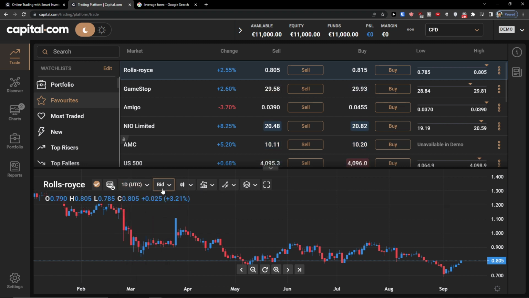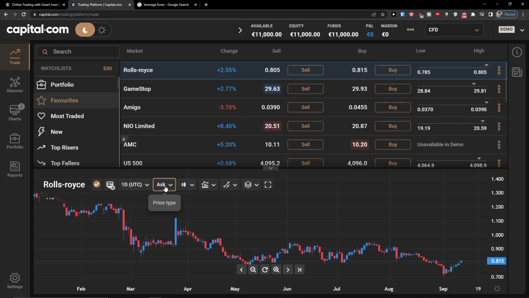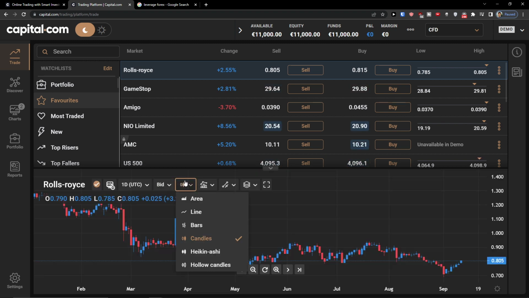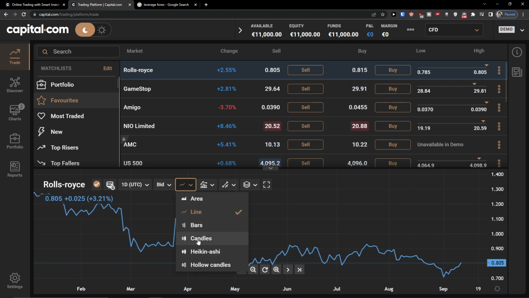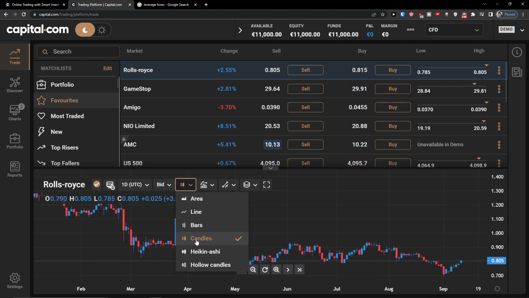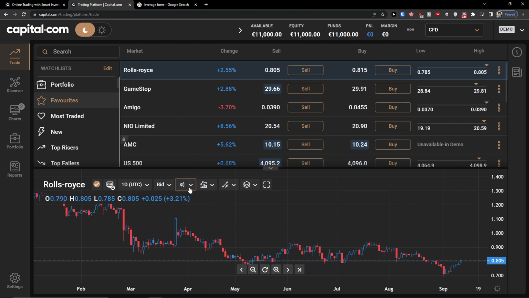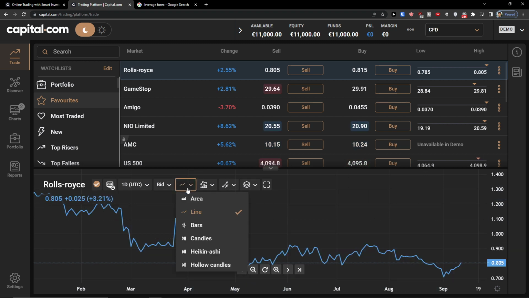Then you're going to have a bid, so if it's going to be the ask or a bid, chart type. So we're going to have, let's say, area or line here, or candles, or Heikin Ashi, hollow candles. So you choose that.